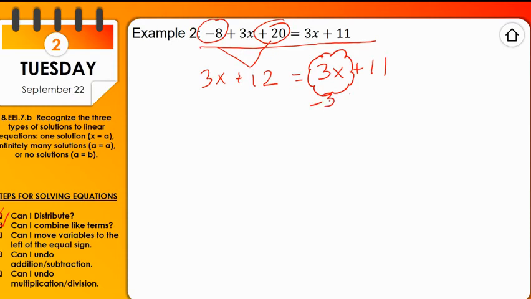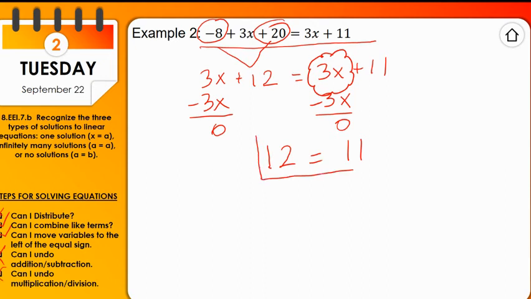So I want to subtract 3x from both sides. Positive 3x minus 3x is 0. Positive 3x minus 3x is 0. I'm left with 11 and 12. Now I ask myself the last two questions. Can I undo addition or subtraction? No. Can I undo multiplication or division? No.